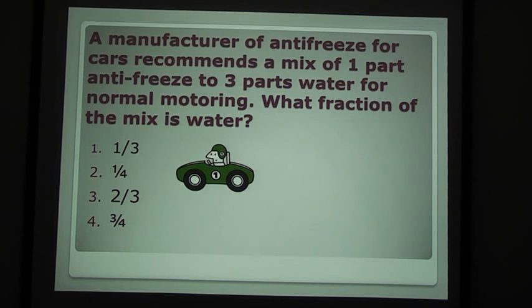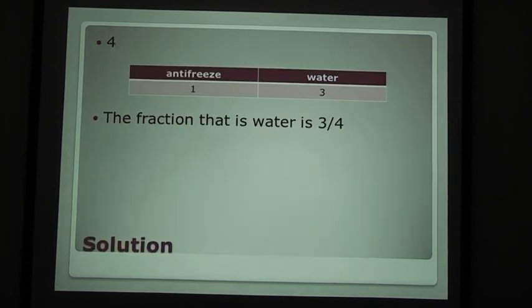Let's put this into a question in context. A manufacturer of antifreeze for cars recommends a mix of 1 part of antifreeze to 3 parts of water for normal motoring. What fraction of the mix is water? Put that in your head quickly. 3/4. Because antifreeze is 1 part, water is 3 parts. That means the total number of parts is 4, and 1 out of those 4 parts is antifreeze, and 3 out of those 4 parts is water. Okay?